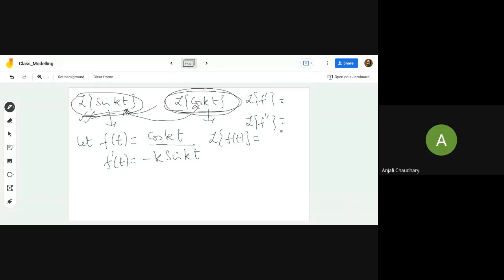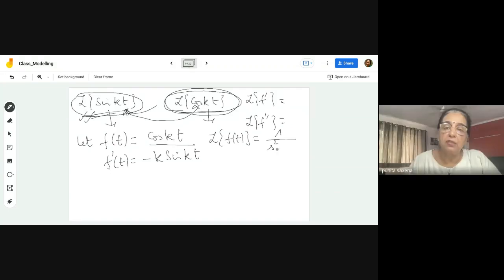S upon s square plus k square. Right? Now, see, if f dash t is this, then what will be the Laplace transform of f dash t? It will be minus k Laplace transform of sin kt.